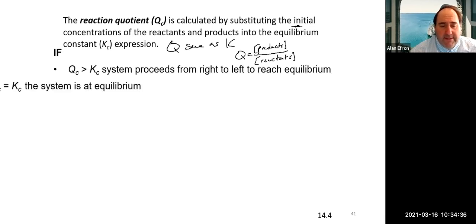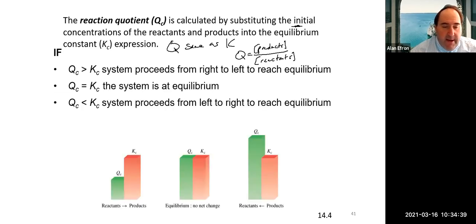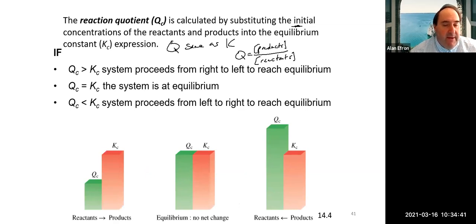So what is that information? Well, we can compare the Q to the K value. Typically in a straight Q problem, they will give you the K value and you would calculate the Q value. If you calculate Q and it is greater than the Kc value, that means we are not at equilibrium, and in order to reach equilibrium, we need to make more reactants. So it would head to the left.